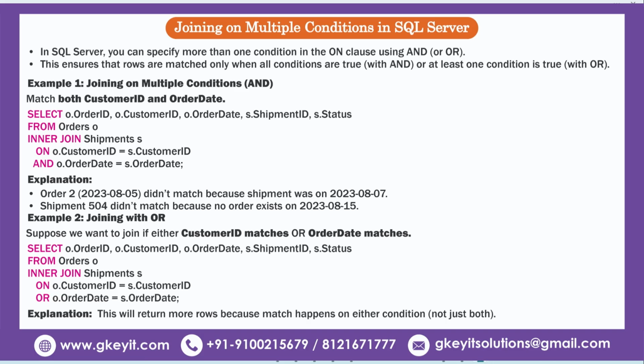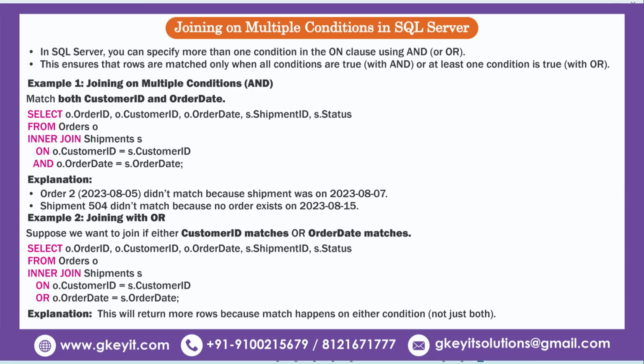First, joining on multiple conditions using AND. Match both customer ID and order date. Here is the query. We'll see these queries practically in SSMS. Select o.OrderID, o.CustomerID, o.OrderDate, s.ShipmentID, s.Status from Orders o inner join Shipments s on o.CustomerID is equal to s.CustomerID and o.OrderDate is equal to s.OrderDate.